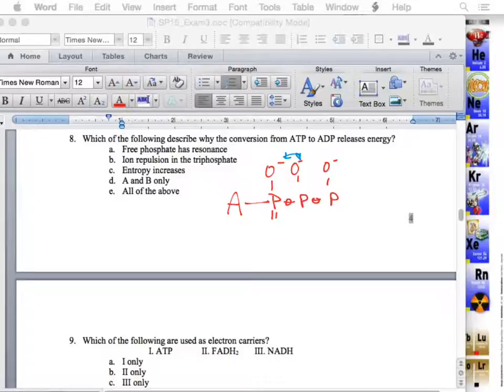Entropy increases. Also an equally obnoxious question. We get a lot of obnoxious questions in this unit. You have more molecules on the right-hand side of the equation, which means more disorder. Entropy definitely increases in that conversion process. Easy way to switch the question? Go from ADP to ATP. Use the same kind of thought process in approaching each of those pieces. Make sense?